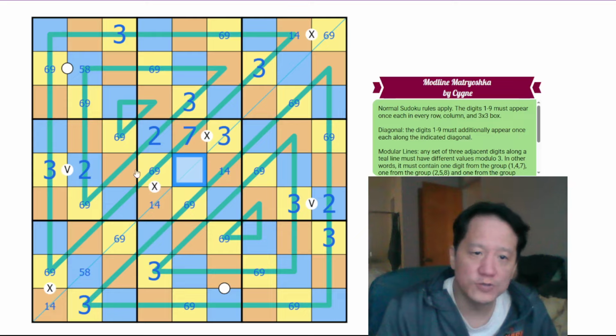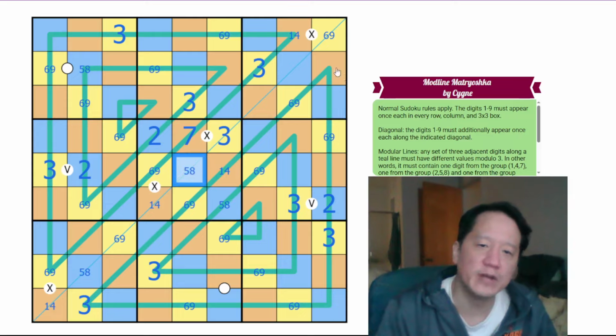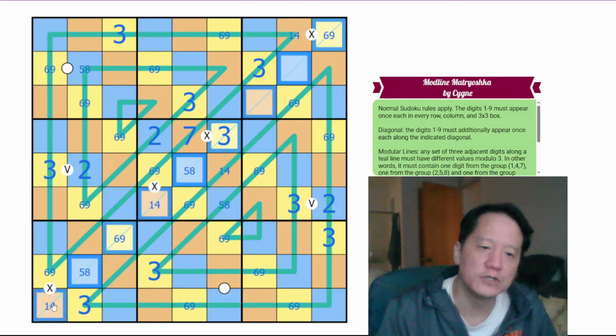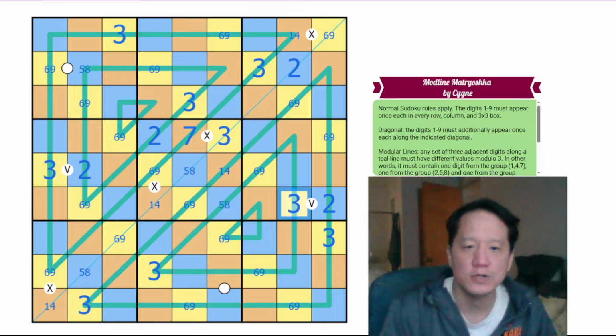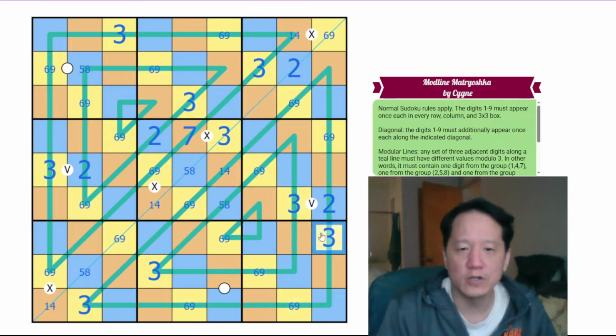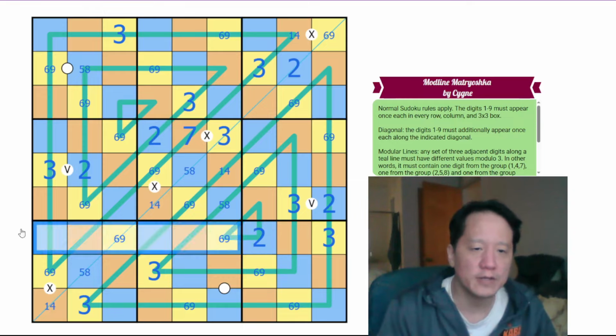This can't be 2, 5, 2 here, so this is 5 or 8. We have a 5, 8, 5, 8 pair along the diagonal, which tells us that the remaining blue must be 2. So this is 2. That eliminates 2 in columns 8 and 9, so these can't be 2. So in this lower right-hand box, 2 has to be here. That eliminates 2 from being here and here.